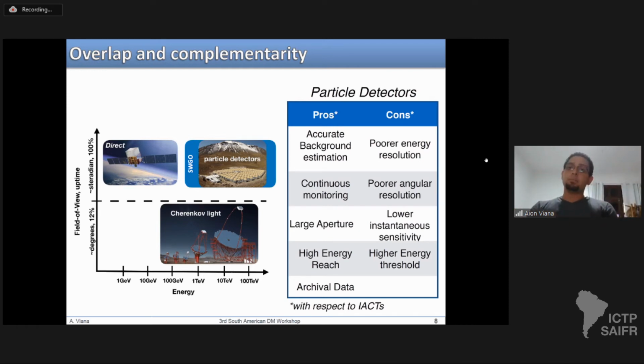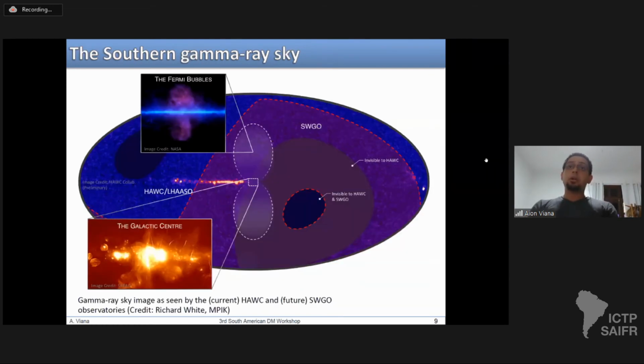Now, the southern gamma ray sky is a very interesting sky to observe gamma rays. We have the galactic center, we have the Fermi bubbles, we have most of the sources of the galactic plane actually seen in the southern hemisphere. And SWGO then would be complementary to all the particle detectors, such as HAWC and even LHAASO that is being built. Currently, it's already taken some data, but it's not finished yet. But SWGO basically will be a complementary detector to these northern hemisphere detectors.